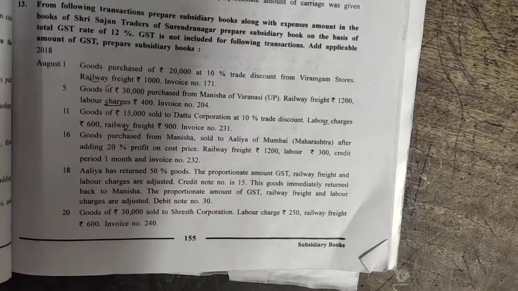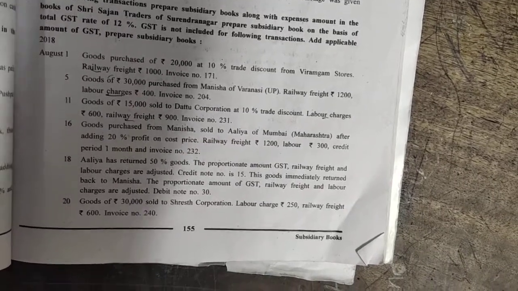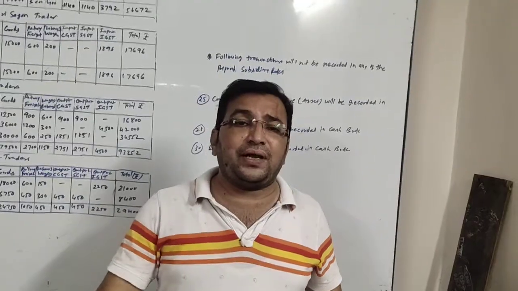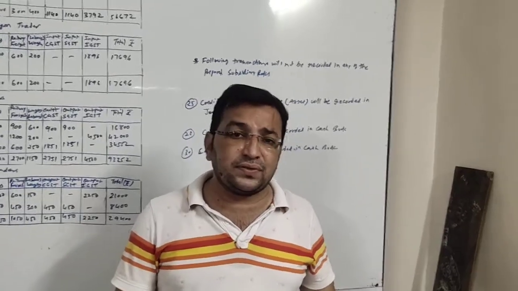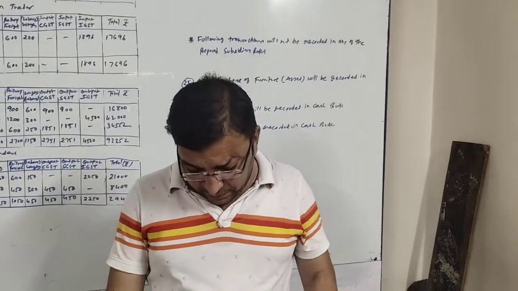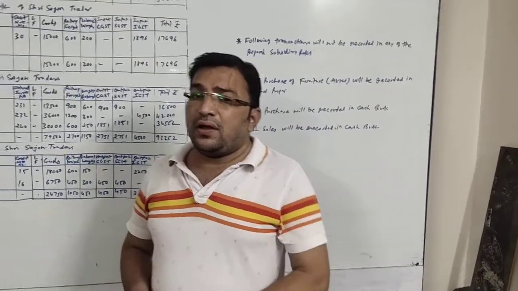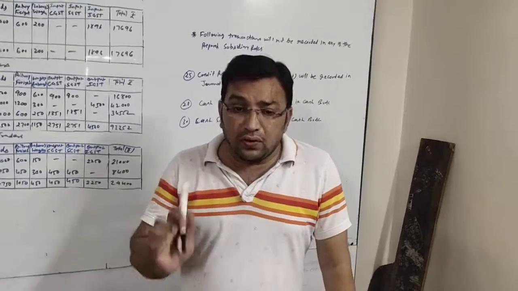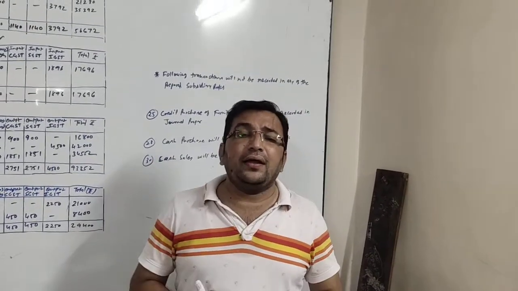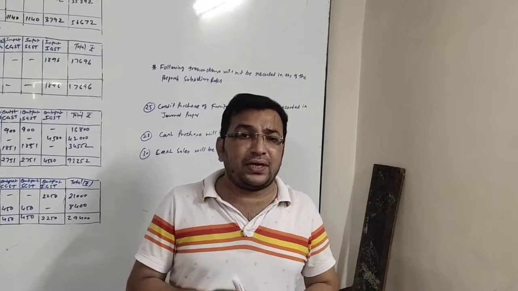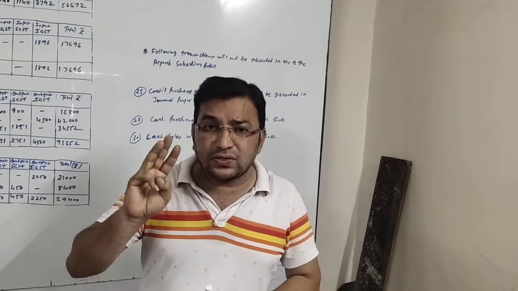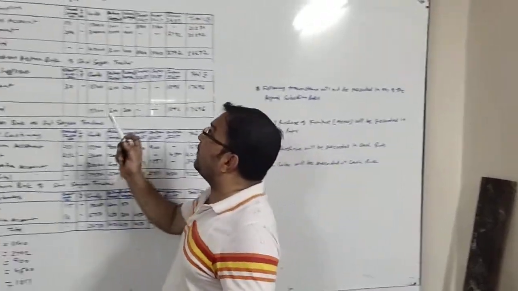2018 August 1, goods purchased for rupees 20,000 at 10% trade discount from Viramgam Stores, railway freight 1,000, invoice number 171. This is a credit purchase of goods from Viramgam Stores, so we will write it in the purchase book. It is obviously on credit, and the goods are 20,000 at 10% trade discount. So 10% of 20,000 is 2,000; 20,000 minus 2,000, 18,000 will be the amount of goods.